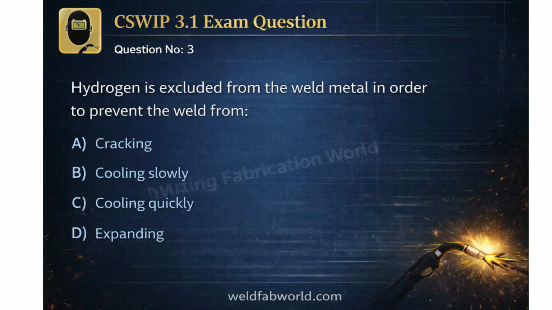Question 3. Hydrogen is excluded from the weld metal in order to prevent the weld from, options A. Cracking. B. Cooling slowly. C. Cooling quickly. D. Expanding.